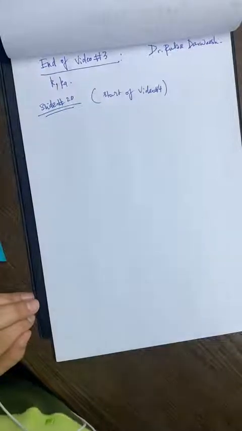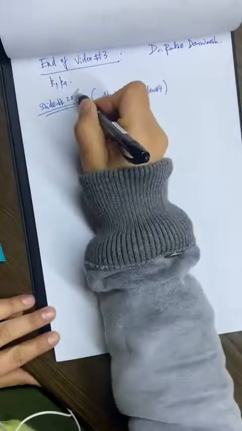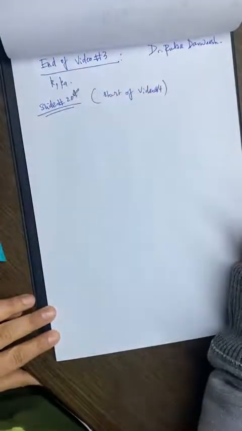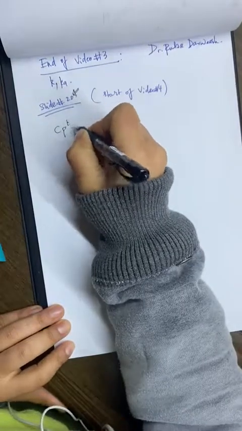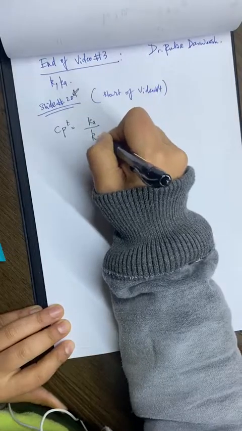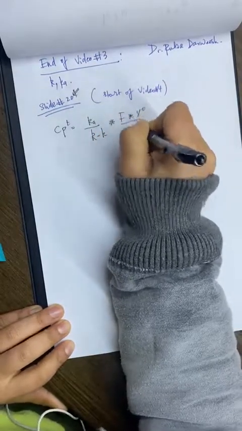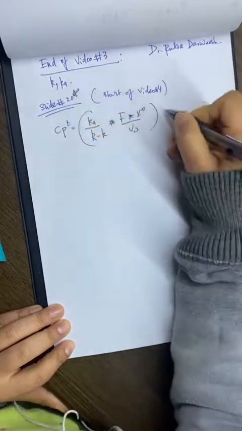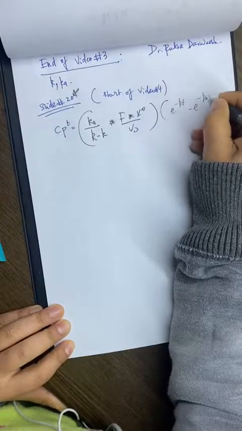So let's start with our fourth video, in which we will start talking about slide 20. Again, just to remind ourselves, concentration at a certain time equals the constant, which is K. This is the whole constant that we have multiplied to.